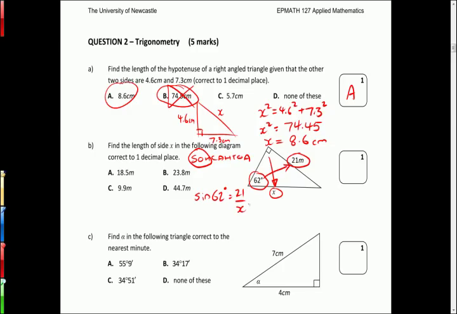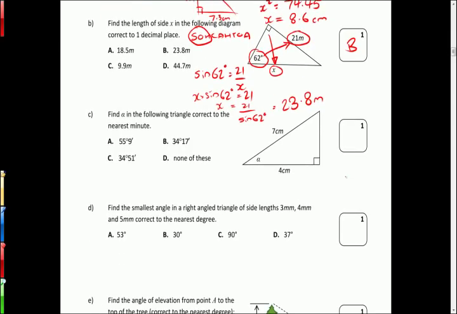Okay, well, the x is on the bottom, so that means I've got to multiply both sides by x to get rid of the divide by x, becomes x sine 62 degrees equals 21. Then to get the x by itself, I've got to divide both sides by the sine 62, because that's a times in there. So how do you get rid of a times sine 62? You divide by sine 62. And now I'm just going to go to my calc and say, what is 21 divided by sine 62? 21 divided by sine 62 equals 23 point something. Yeah, it's 23.8 to 1 dp. And there it is at B.